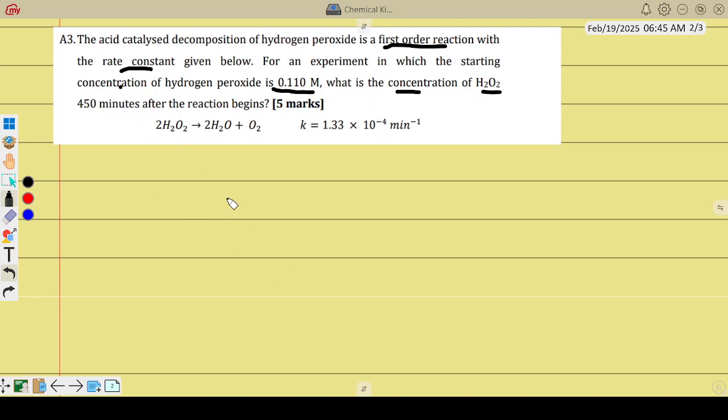So just by knowing that it's a first order reaction, we are able to say that this is ln A.